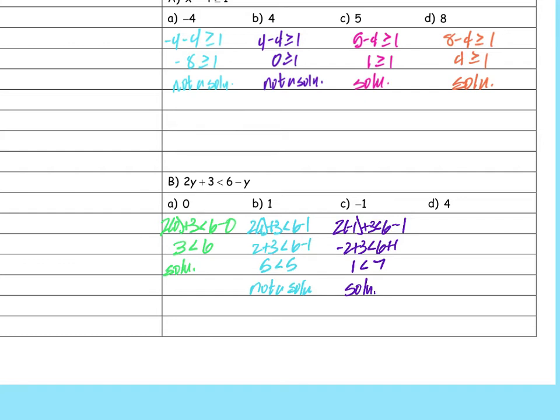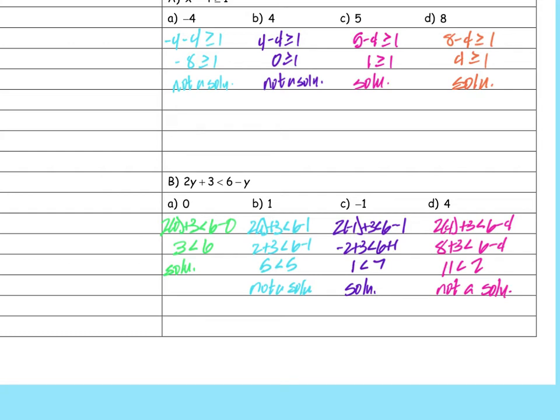And then we've got 2 times 4 plus 3 is less than 6 minus 4. 11 is less than 2. Not a solution. Okay, questions? Everyone okay with what we're supposed to do?